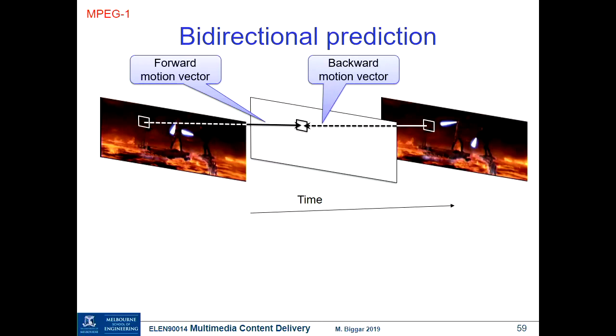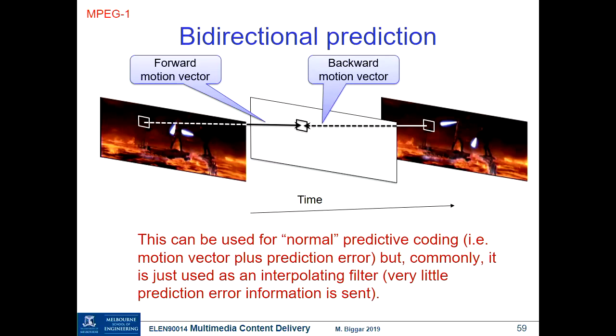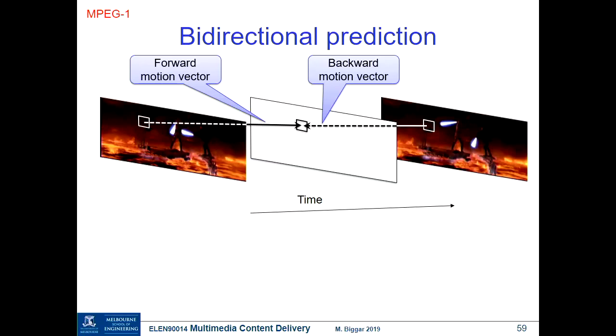I'll get to that in a second. So what we can do is use the forward motion vector, or use the backward motion vector, or use a combination. Whichever the encoder thinks gives our best prediction, we can use that.